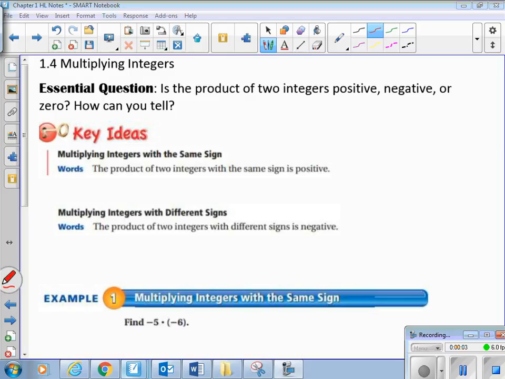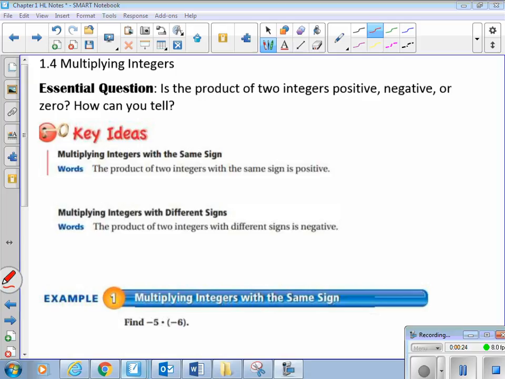Today we're going to do Chapter 1, Lesson 4, Multiplying Integers. Our essential question: is the product of two integers positive, negative, or zero? How can you tell? In order to answer that question, you're going to have to understand the key idea for this lesson, which is going to give you the rules for multiplying integers.